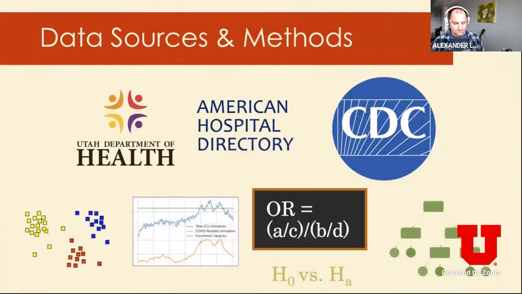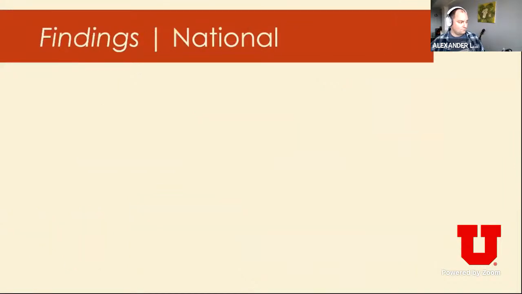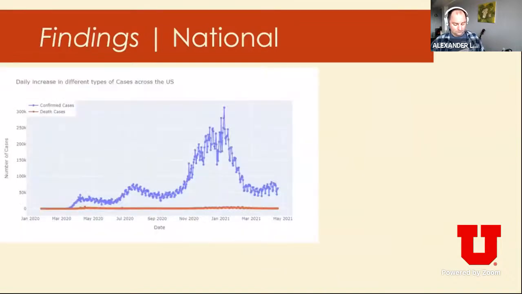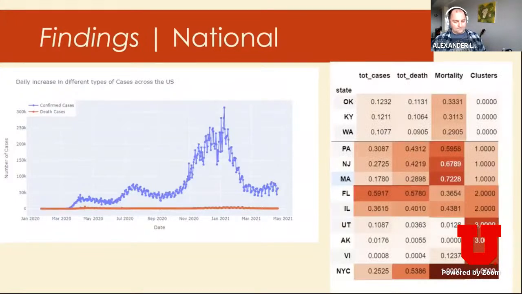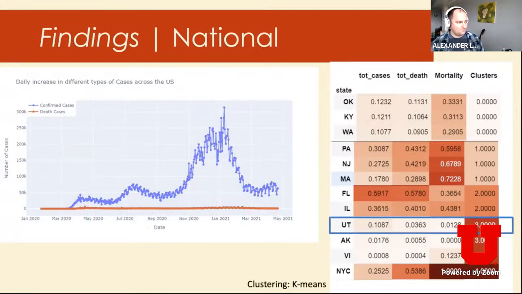Our methods included clustering, a time series analysis, odds ratio calculations, hypothesis testing, and decision trees. Our data includes all US states and territories. We started by graphing daily increases of confirmed cases and deaths. We then used k-means to perform clustering based on confirmed cases, deaths, and mortality. Utah had very low mortality, possibly due to the relatively young population.